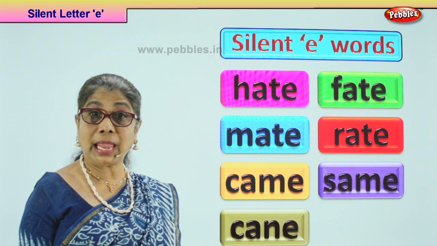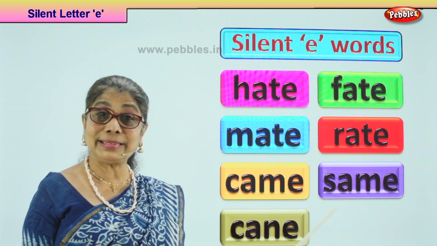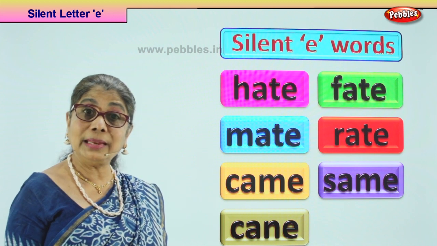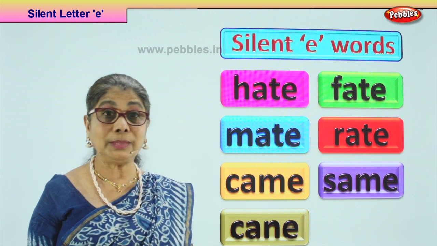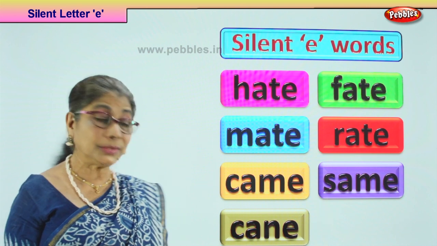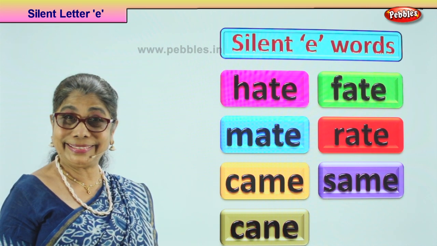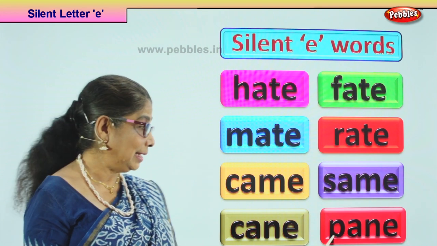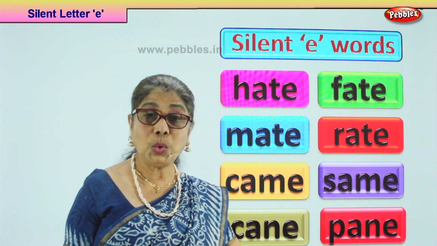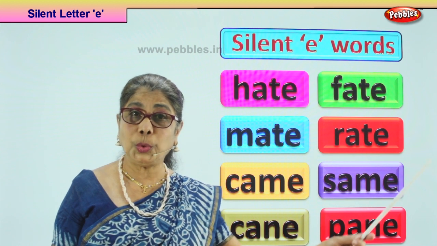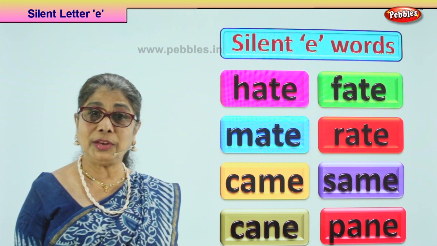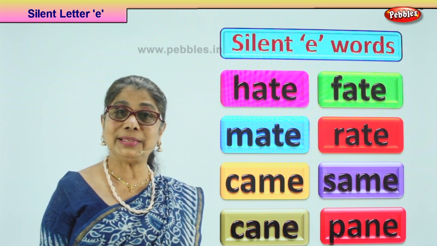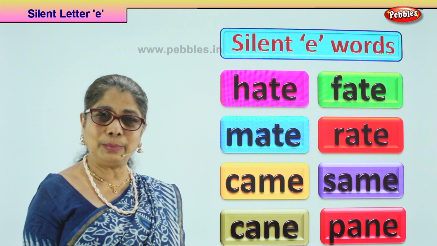cane. What is cane? Cane is a stick. You can also say, the policeman carries a cane. Or you can say the policeman carries a stick. Stick is also called cane. Okay? Now, our last word is pane. What is pane? Window pane. Water falls on the window pane. Most of the time, the window panes are glass. Yes? So the light comes in.